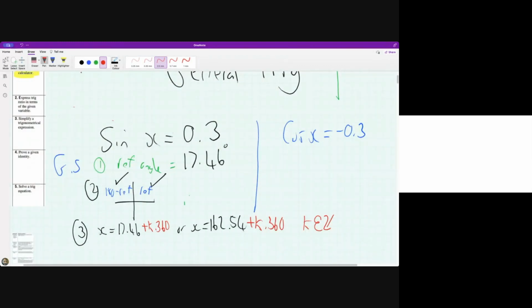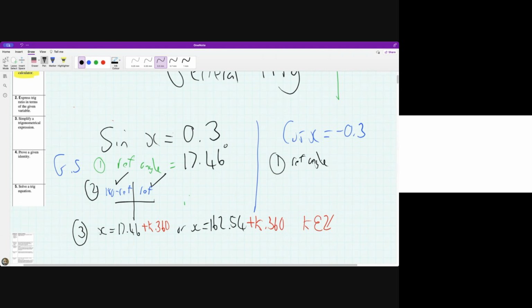So the second general solution question we're going to solve is cos x equals minus 0.3. Now, there's something really important. When you find your reference angle and you use this method, you ignore the negative. The negative we will deal with in step 2, which is the quadrants. We don't deal with the negative in step 1.